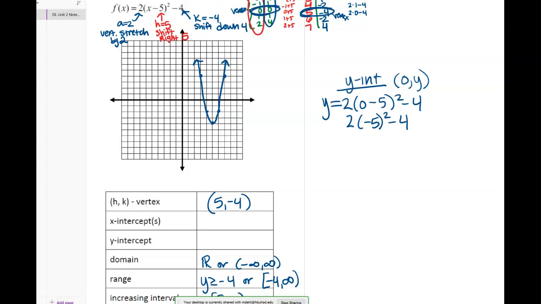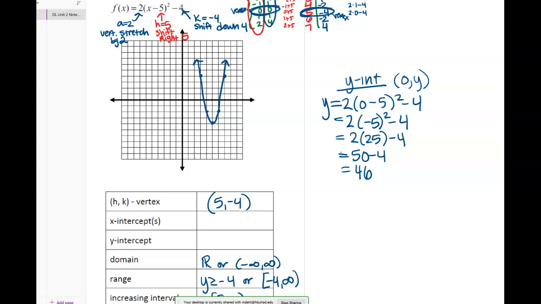I would do that exponent next. Negative 5 times negative 5 is 25. Then I would do multiplication and division before I do addition and subtraction. So this would be 50 minus 4, or 46. And I heard a good conversation at this table up here about how it seems ridiculous, like 46.